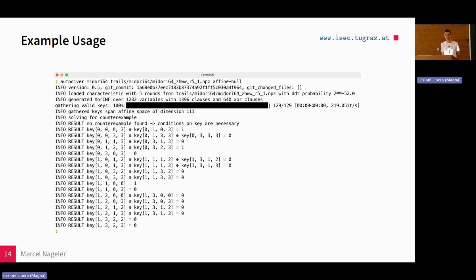Here you can see some example usage of how it would look like if you run it in the terminal. You give it the cipher name, a file for the characteristic, and the command that you want to run, and then it prints out all the key dependencies it finds.